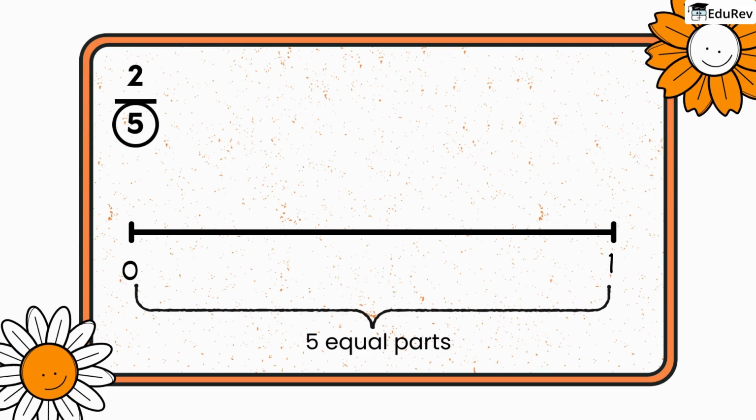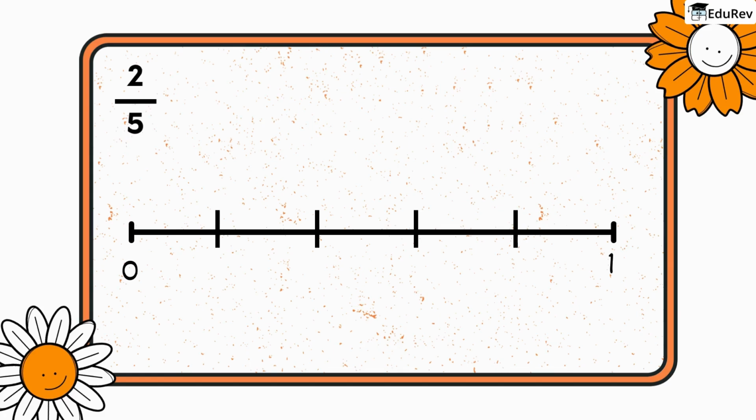Let's divide the whole on our number line into 5 equal parts. Our numerator tells us that we have 2 fifths. Let's count along: 1 fifth, 2 fifths. Great, we have found 2 fifths on the number line.